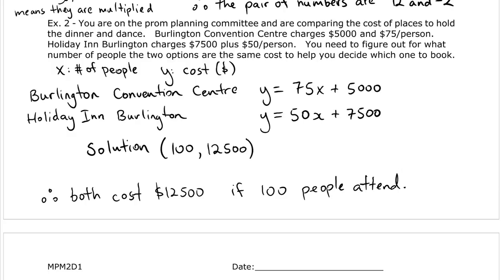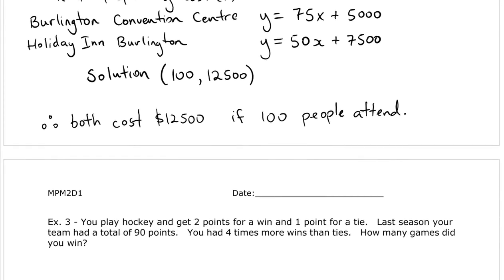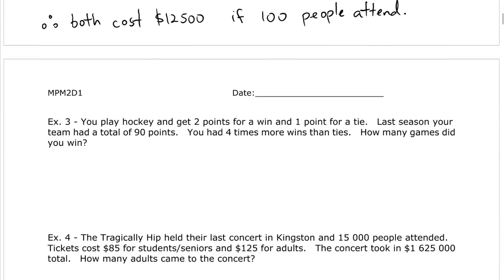Okay, let's look at another example. So example 3, you play hockey and you get 2 points for a win and 1 point for a tie. Last season, your team had a total of 90 points. You had 4 times more wins than ties. How many games did you win?